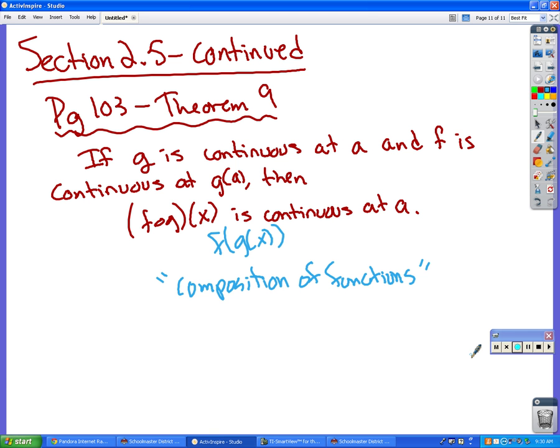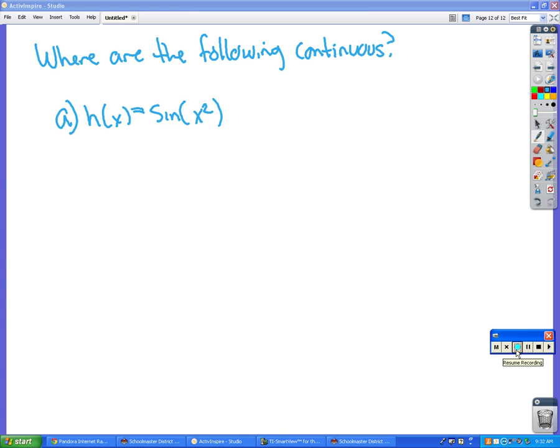So this theorem just says the same thing as it did about the polynomials and rational functions and so forth. If you have two functions that are continuous, and you combine them to make a composition of the two of them, then that new function will be continuous as well. Okay? So this allows us to get crazy with our functions. Okay, so let's take a look at some composition of functions.